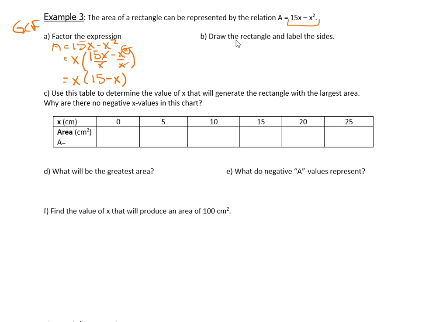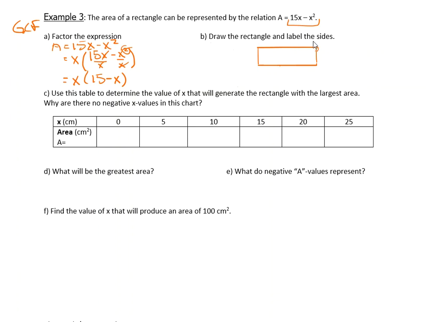Next question says, draw the rectangle and label the sides. Whenever you are told to draw something, you must use a ruler. If you're told to draw it and you don't use a ruler, you're going to lose a mark for form. Now you can't really tell, but my tablet and the stylus really are not good friends with the ruler, so it's really hard for me to draw straight things. But this is supposed to be a rectangle drawn with a ruler.